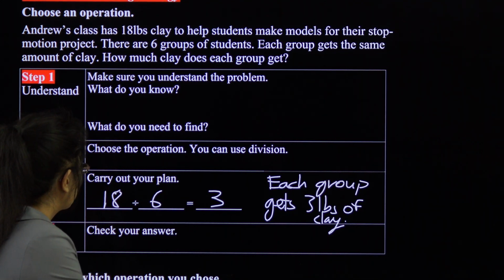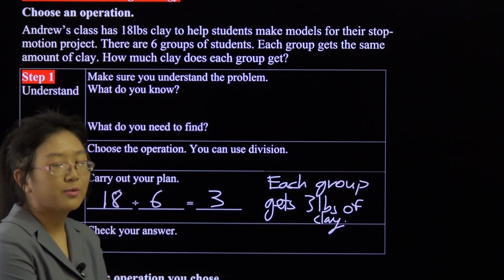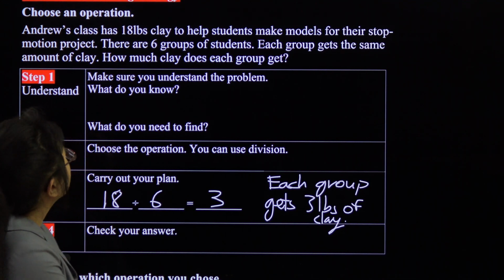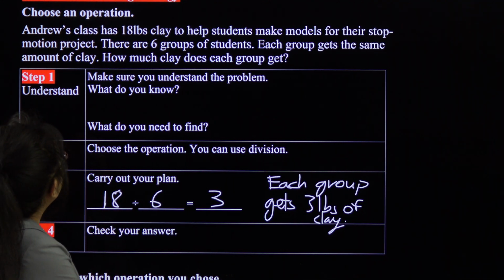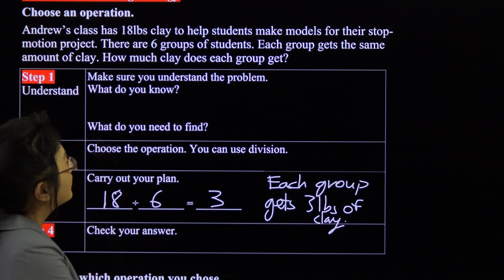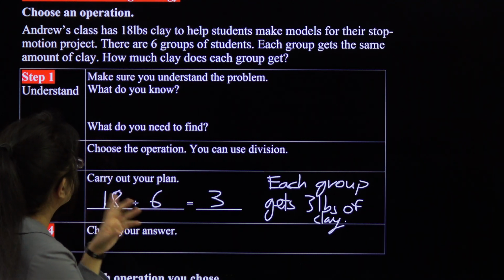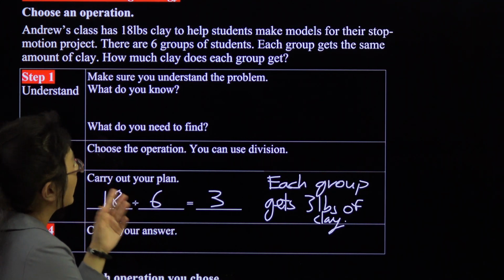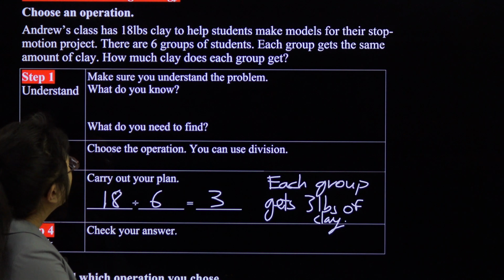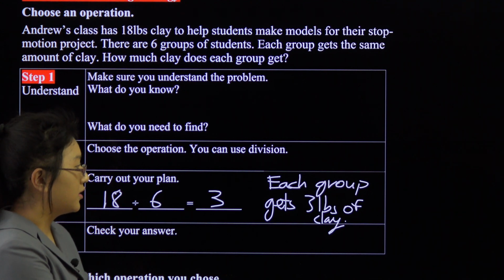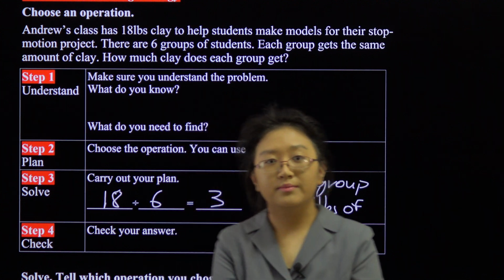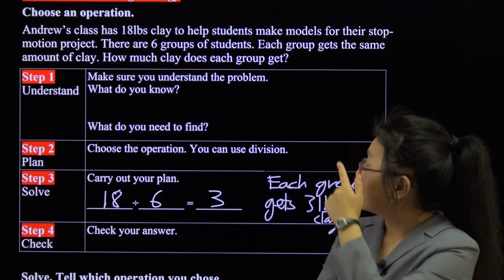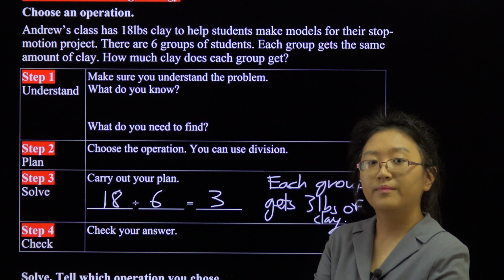Check our answer. Last time I checked, 6 times 3 was in fact equal to 18. We reread. Andrew's class has 18 pounds of clay. That's right. And there are 6 groups. Okay, that's correct. Each group gets the same amount of clay. That's correct. We have answered the question, how much clay does each group get? Each group gets 3 pounds of clay. Therefore, our answer is correct. It's reasonable and it fits with everything in the problem.